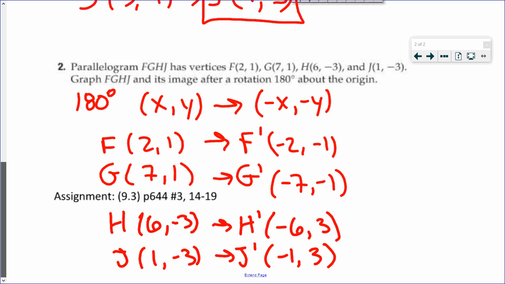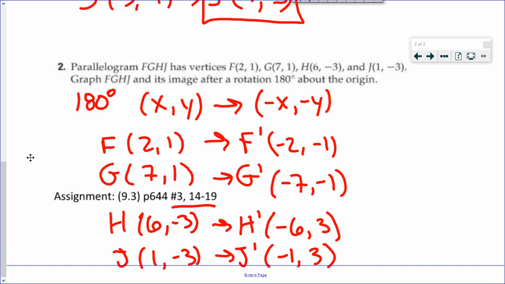All right, your assignment, number 3, and then 14 through 19. Also, watch that video above this one in the module. It has a great explanation for where these rules come from. I kind of just give the rules. It has a great demonstration of what the ideas behind the rules are.